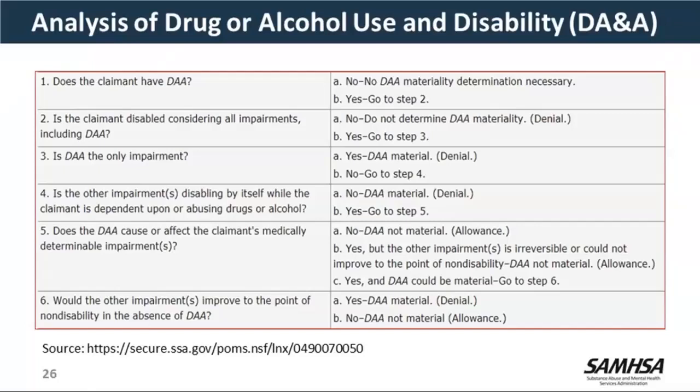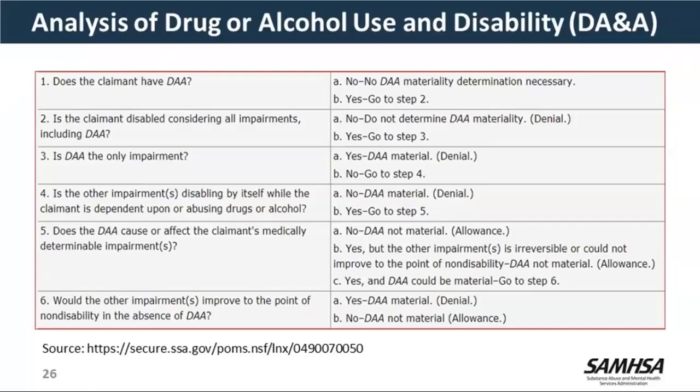Step 3 asks, is DA&A the only impairment? So this question is pretty straightforward. If DA&A is the only thing that's preventing this person from being able to work, then their case will be denied because Social Security does not consider DA&A as a disabling condition. If the answer is no, they have other impairments that go along with the DA&A, it'll move on to step 4.